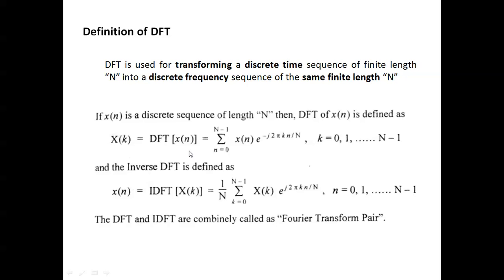X of k is equal to DFT of x of n, which is the summation from n equal to 0 to n minus 1 of x of n e power minus j 2 pi k n divided by n. And the inverse DFT formula: the only difference is the 1 by n, which is put before the equation, and k runs from 0 to n minus 1, so instead of x of n it is x of k, and the remaining part is the same.